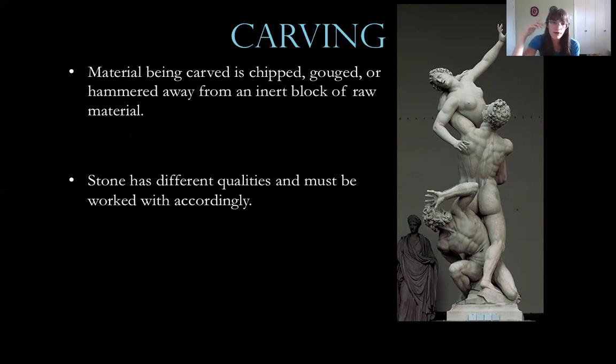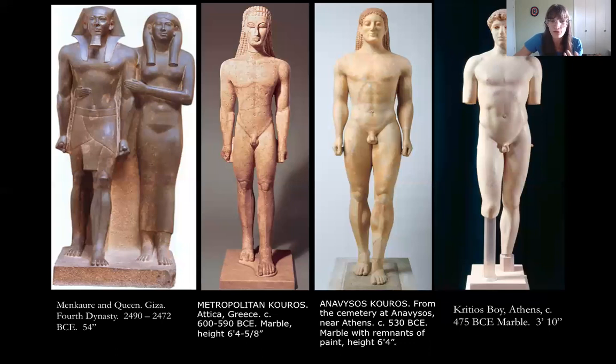You all probably know this material. It's just carved away, chipped away, gouged away using a hammer. You know, this is raw material, usually a block of stone. Different types of stones are used. I'm sure that you've heard of this type of sculpting before.